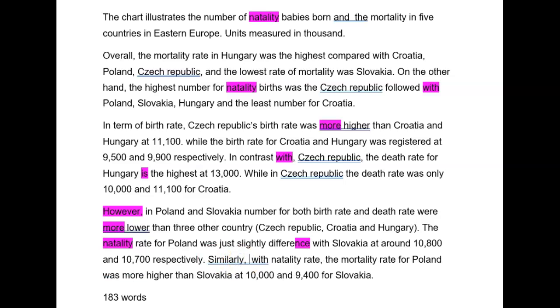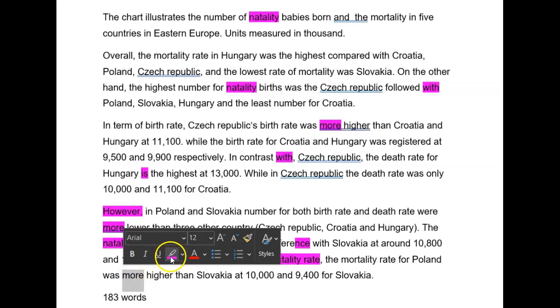Similarly, just put similarly, you don't need that in there. The mortality rate was not more higher. Now, just to remind you, if I have a long adjective like beautiful, okay, I can't have beautifuller because it's too long. So then I have more beautiful. If I have a short adjective like high, I use this ending, higher. Okay, just check out, remember comparatives if you're not sure.